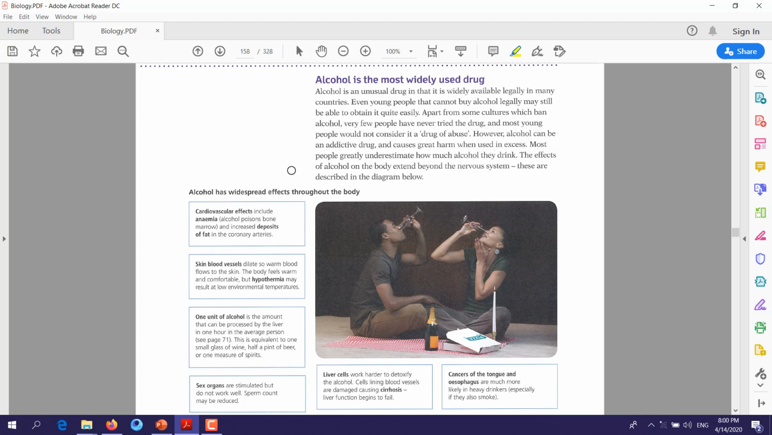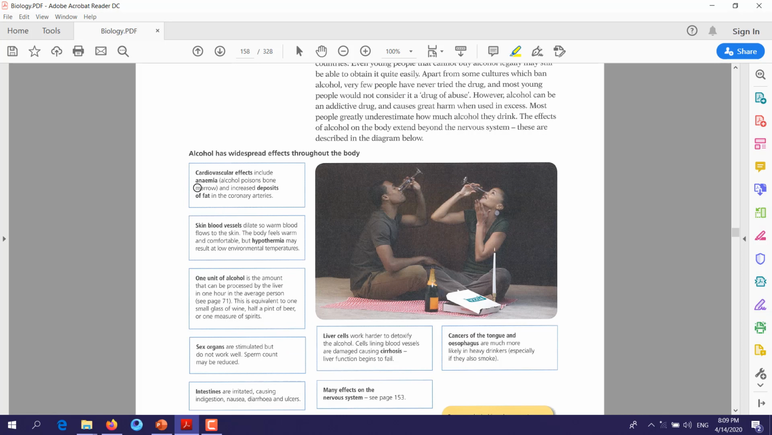It has a negative effect on our body. So below here we have some effects of alcohol on our body. For example, firstly, cardiovascular effect. Cardiovascular effect means how alcohol will affect our blood vessels. Okay, so cardiovascular effect includes anemia, alcohol poisons bone marrow, and increased deposits of fat in the coronary artery.